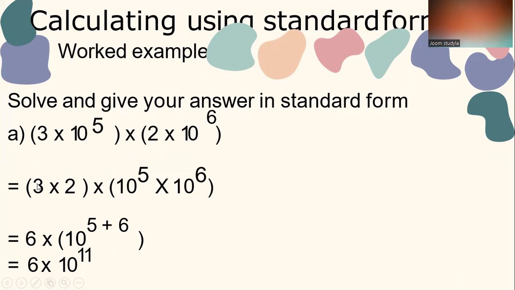Okay, and then you have 3 multiplied by 2 is equivalent to 6 and times open bracket 10 to the power of 5 plus 6 because it's the same base here. So 5 plus 6 is equivalent to 10 to the power of 11. So the answer should be 6 times 10 to the power of 11. I think I have covered all under topics fractions.